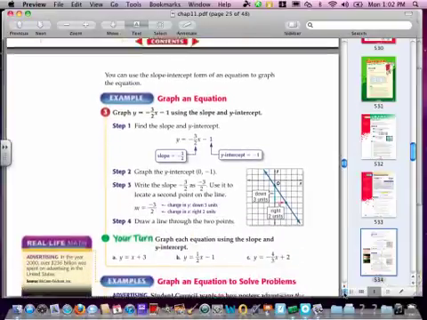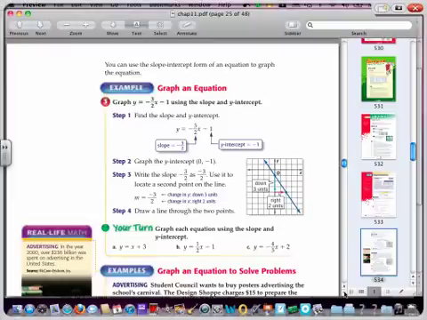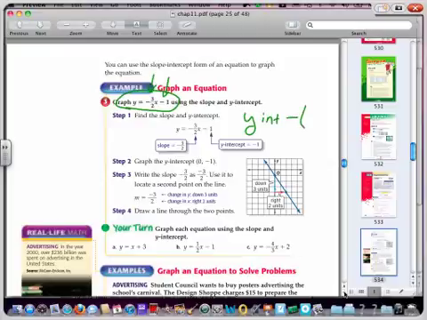All right, so now let's say we do want to graph something. It says graph y equals negative 3/2 x minus 1 using the slope and the y-intercept. Well, we know that negative 3/2 is our slope. We know that negative 1 is going to be my y-intercept. So if it's the y-intercept, we know that that is the point 0, negative 1. 0, negative 1 for my y-intercept. That's where it goes across the y-axis.